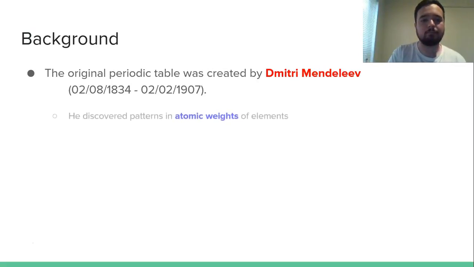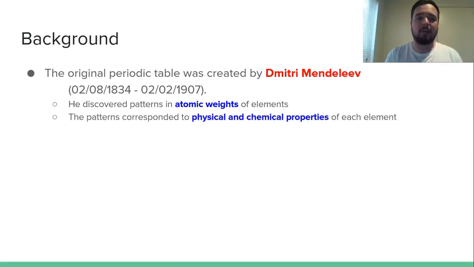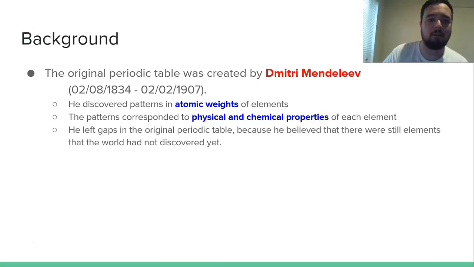How he developed it is that he noticed that the atomic weights of elements would develop patterns. He based this on the fact that the patterns corresponded to the physical and chemical properties of each element. He noticed that as the atomic weights went up, patterns would start to evolve based off their particular weights. So if you started at one element and went up a weight of a certain amount, you would notice that they have the same physical and chemical properties. And that's how he started outlining the periodic table.